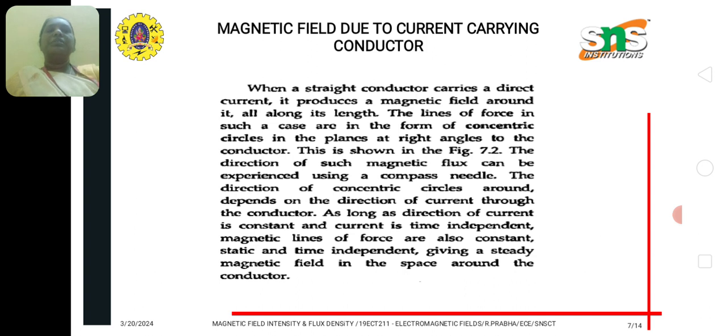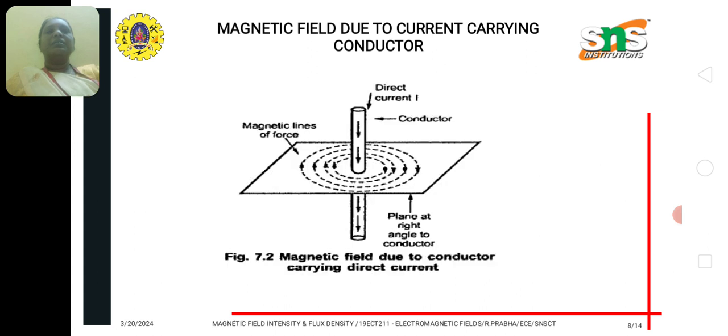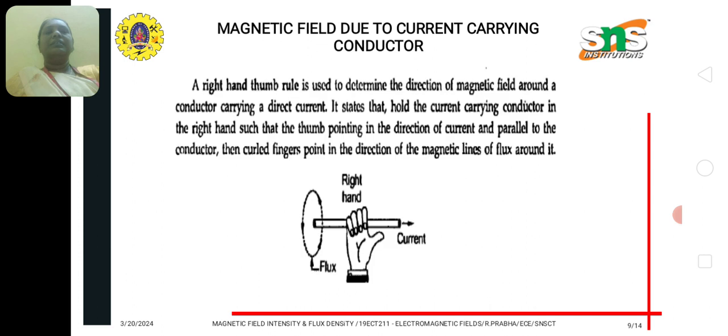Now we are going to see the magnetic field due to a current carrying conductor. Consider a straight conductor which carries a direct current, which produces a magnetic field around it all along its length. In this case, the lines of force are in the form of concentric lines in planes at right angles to the conductor. As the diagram shows, magnetic flux lines are perpendicular to the direction of the direct current, and we have a plane at right angle to the conductor.